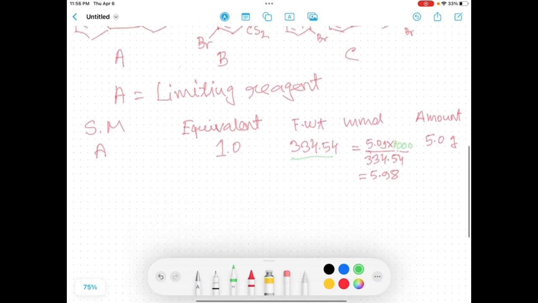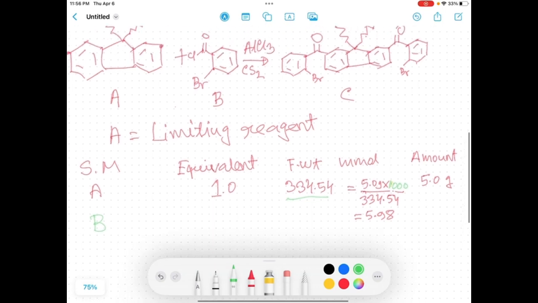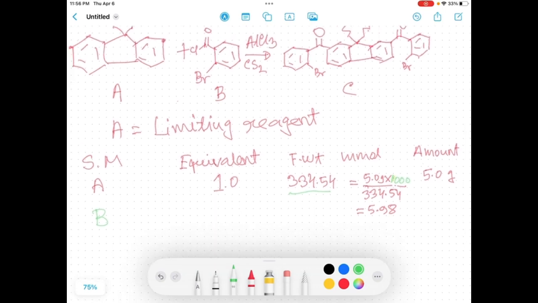Once you get the millimole, now you can decide on B, the starting material B. How much equivalent are we going to use? Normally it requires 2 equivalents to attach on both sides, but since it is not the limiting reagent, we will use a little bit of excess. So we are taking 2.8 equivalents here.